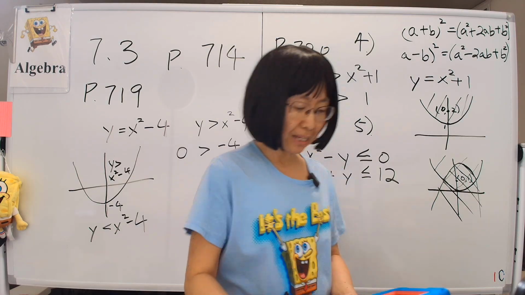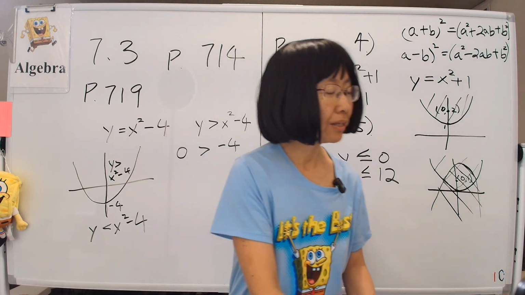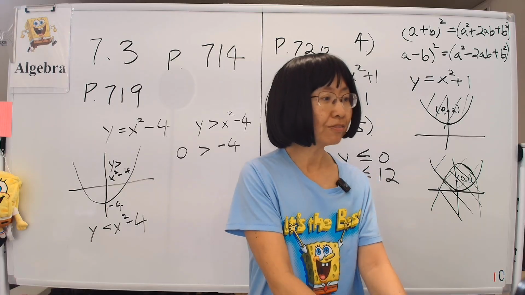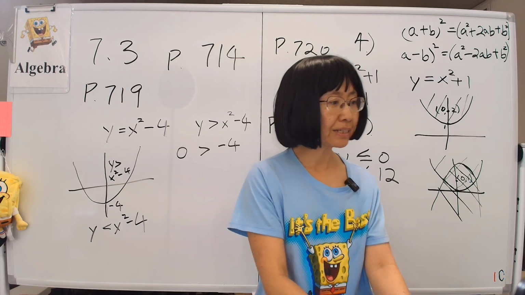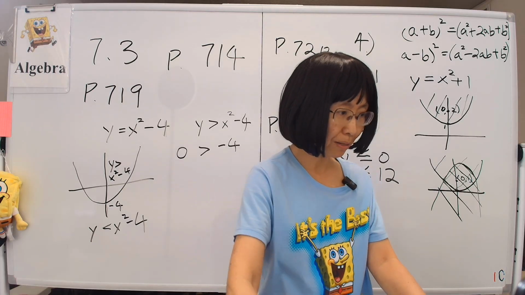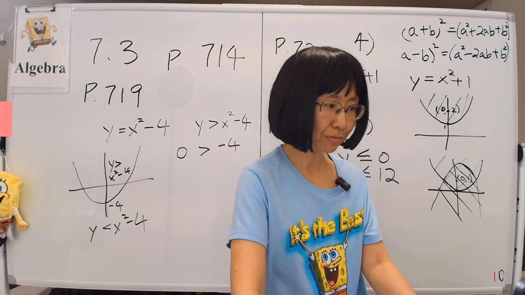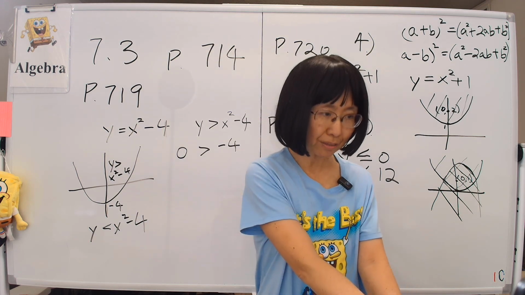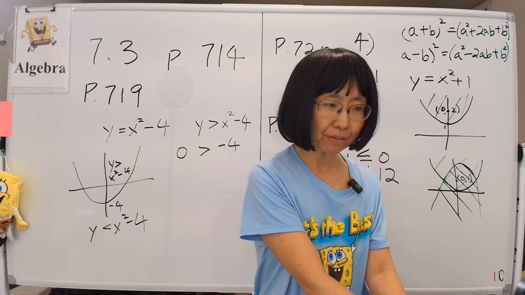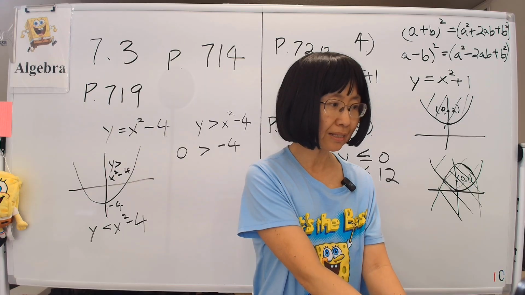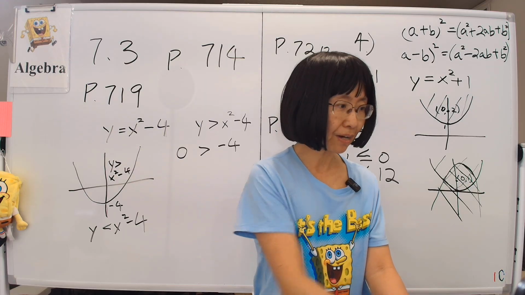So we have come to the end of this section. Please do the examples yourself. And also for homework on page 722, please do problems 9, 13, 17, 19, 23, 27, 29, 33, 35, 39, 41, 46, 47, 49, 53, and 55.